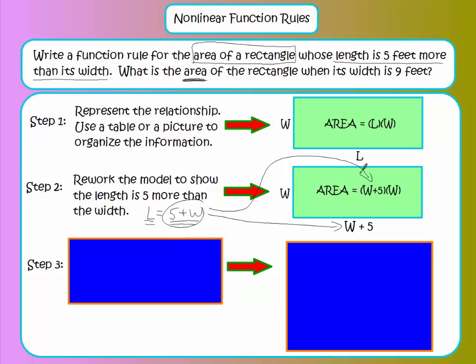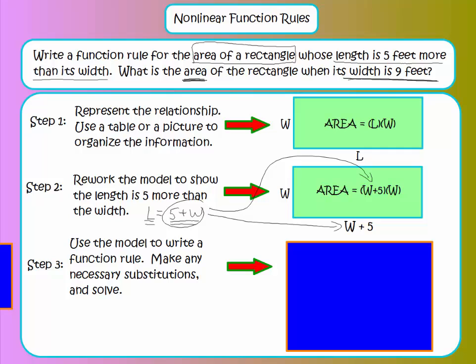All right, now finally, what are we going to do? We're going to see what this question is asking. What is the area of the rectangle when its width is 9 feet? Let's first write our function rule, and then this is getting specific. It's telling us what to plug in for the width. The width is going to be my independent variable. The area is going to depend on whatever I plug in for the width, so the area is the dependent variable here. Let's see what happens. We're going to use the model to write the function rule and then make any necessary substitutions and solve it.